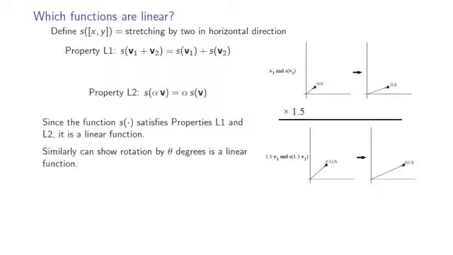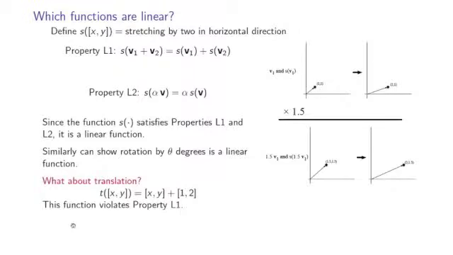You can similarly show that rotation by theta degrees is a linear function. What about the translation function? We'll see that this function violates one of the properties of linear functions. For example, let's plug in the vector (4, 5) for v1 and (2, -1) for v2. The sum of these two vectors is (6, 4). Translating that by adding (1, 2) gives us (7, 6).